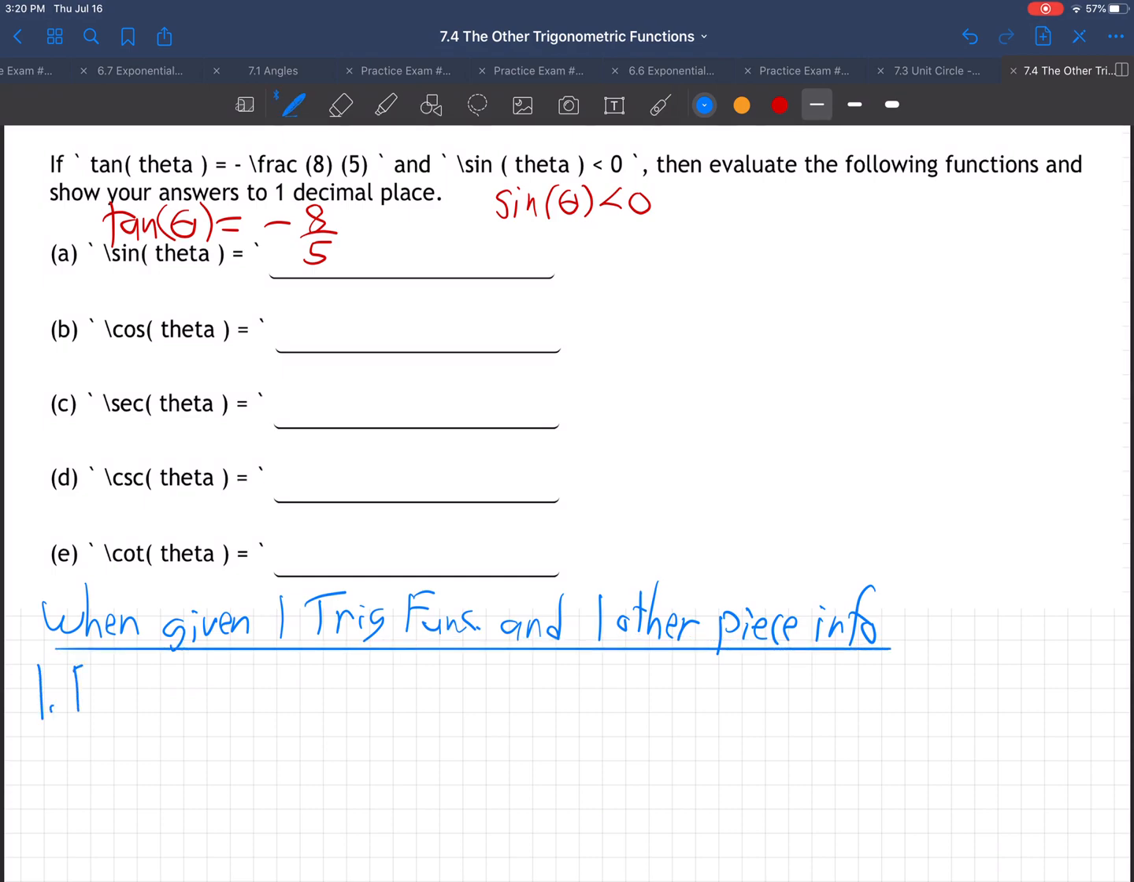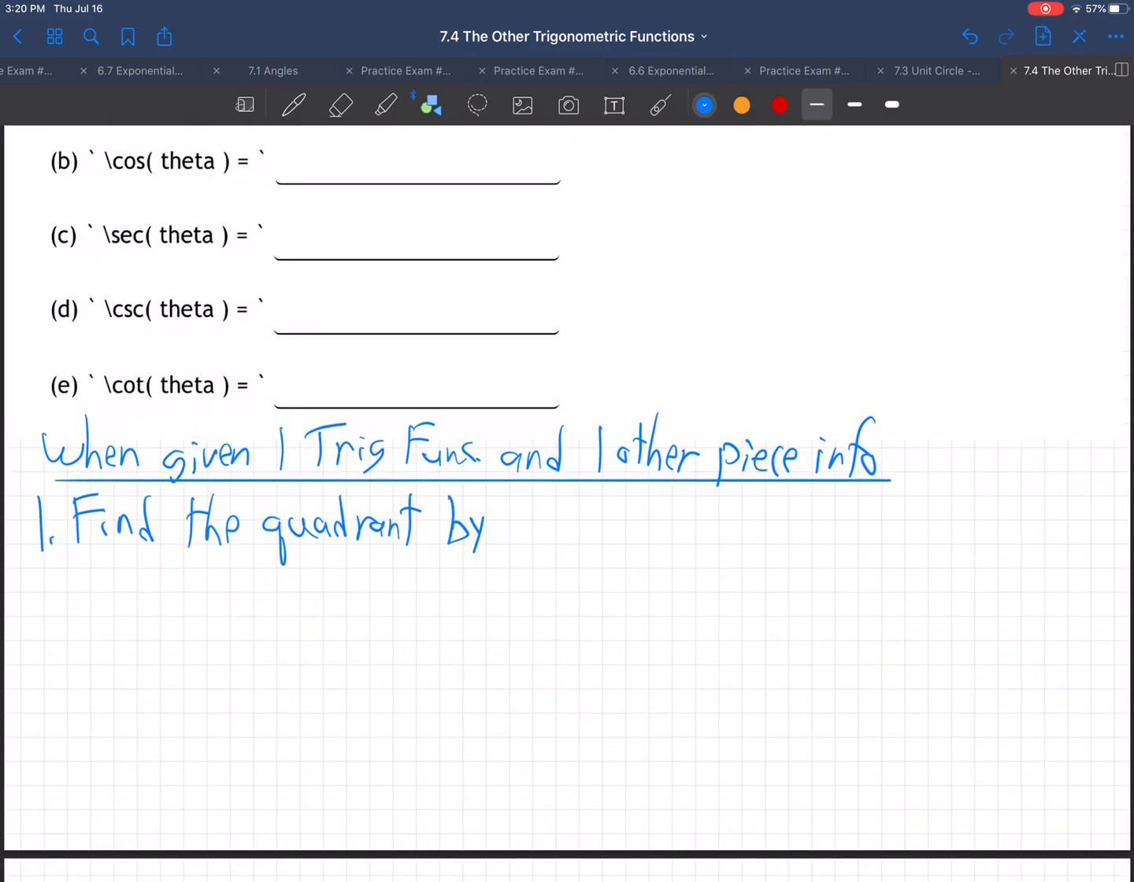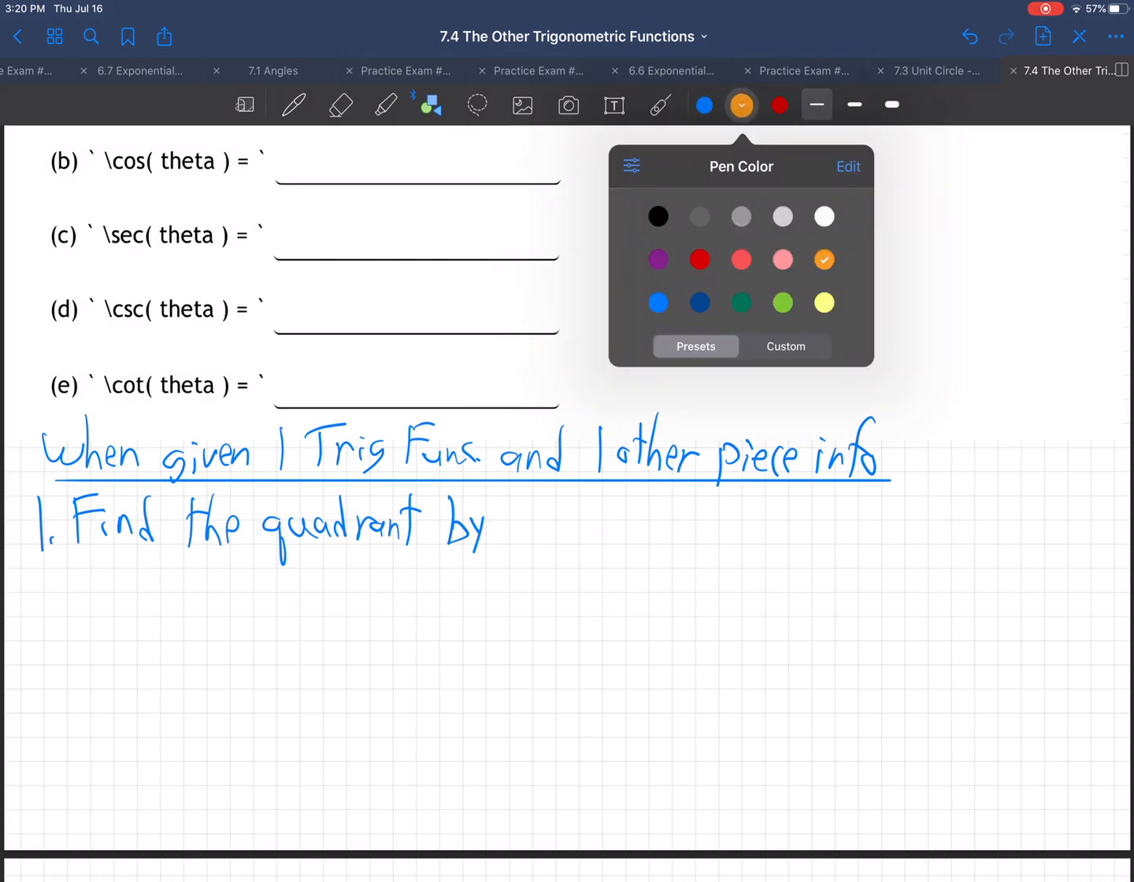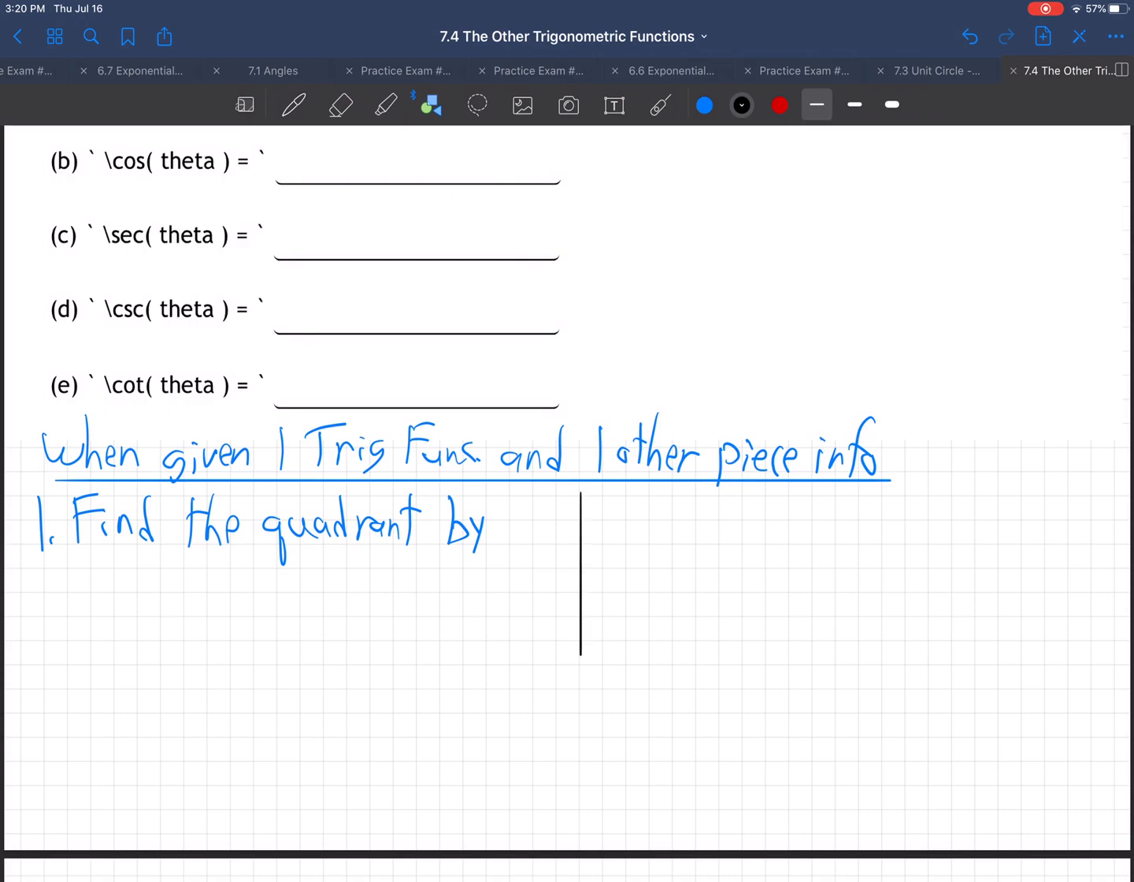Step 1 is you've got to find the quadrant. So here's what I want to show you. Here's the way to find the correct quadrant. There's a nice little memory device to help, and it goes like this.